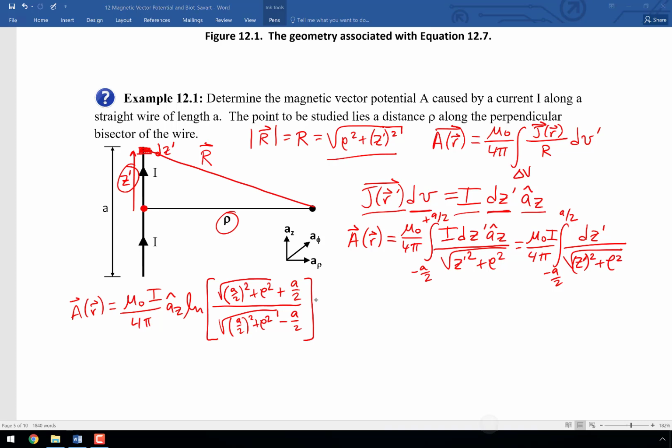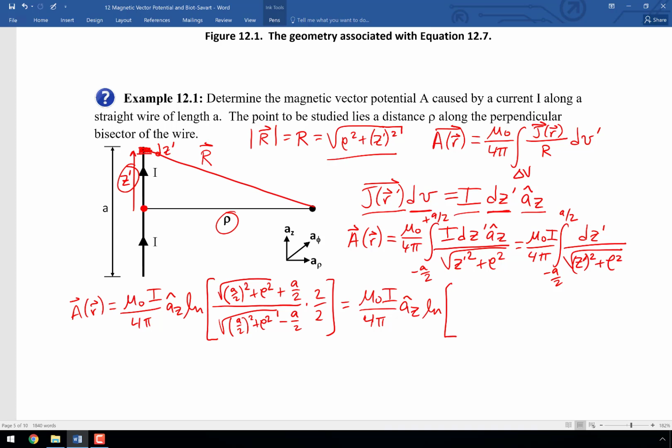So I'm going to multiply. What's the easiest way to do this? I'm going to multiply the numerator and the denominator by 2, and I'm just going to say times 2 over 2. Okay, so that means that I need to multiply both terms by 2. So this is going to be mu sub 0 I divided by 4 pi times a sub z hat. We're almost done, by the way. Technically, we could have been done, but I'm trying to make it just a little bit better.